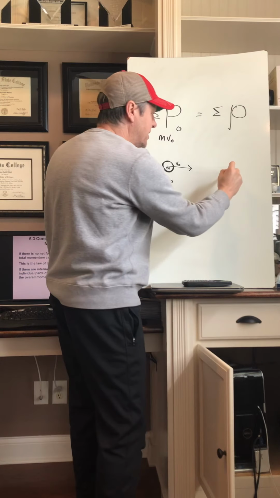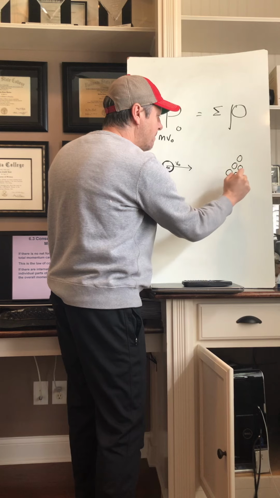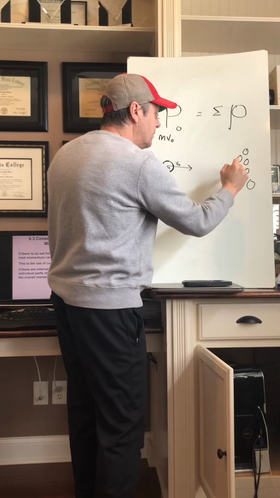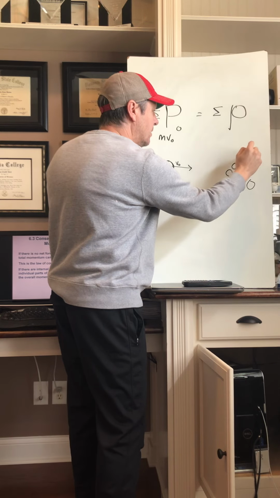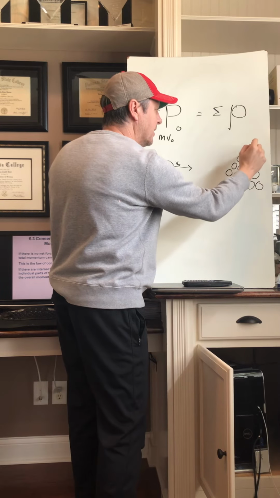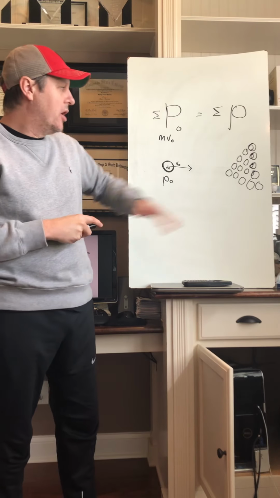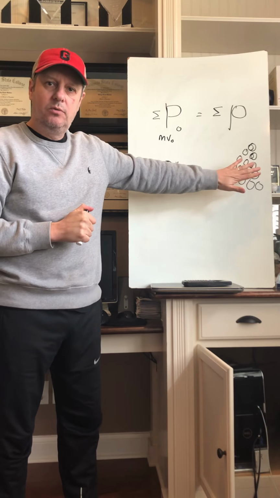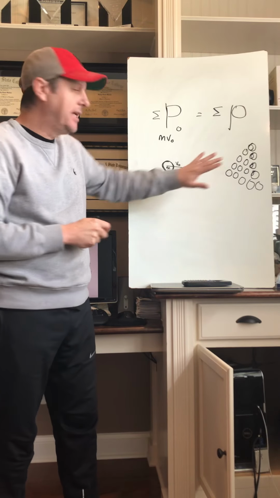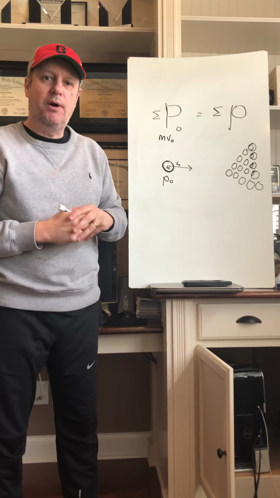Well, what about these other balls down here? Do they have any initial momentum to start with? There you go, 15. There's 15 balls in a rack down here. If you're playing 8-ball, there's 15 balls in a rack down there. So do those balls have any initial momentum? Well, no, they're at rest. So the only momentum initially in this system would be what is given to the cue ball.